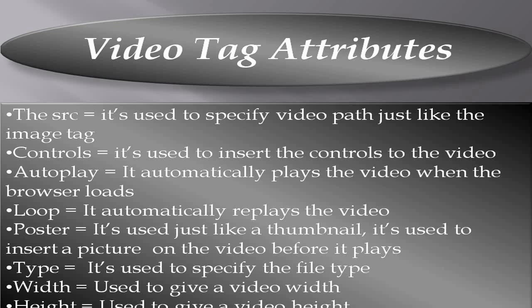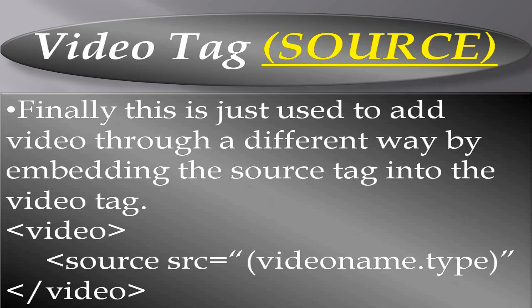So maybe you put a picture that describes the video, so the viewers know what the video is about before playing the video, and the type is used to specify the file type like .mp4, but I recommend not putting that because it sometimes causes your video not to play. And the last one is the width and the height. So it's used to give your video a width and height. So that's all about the video tag attributes.